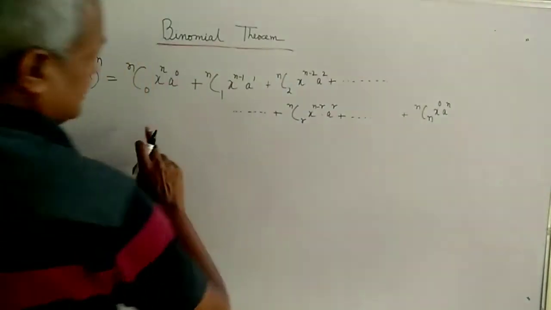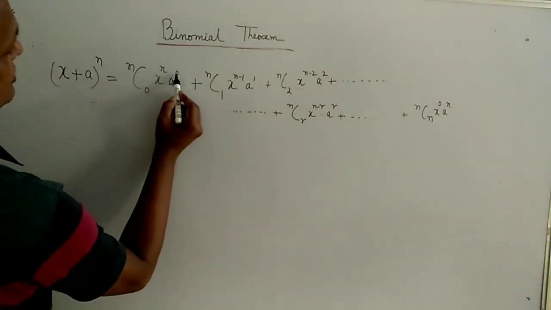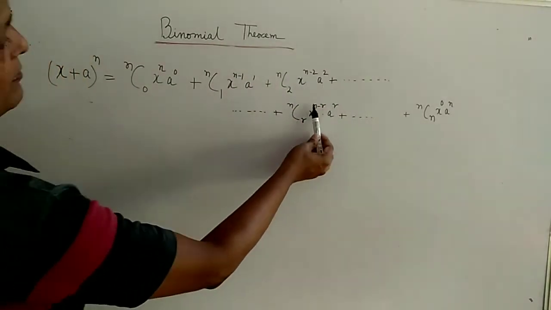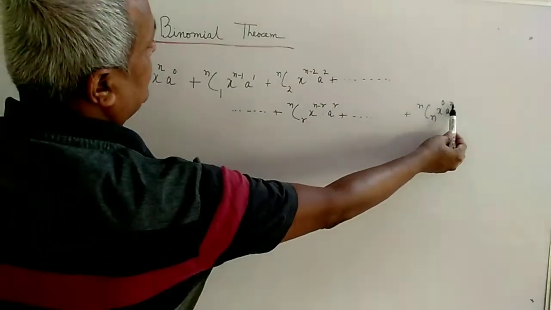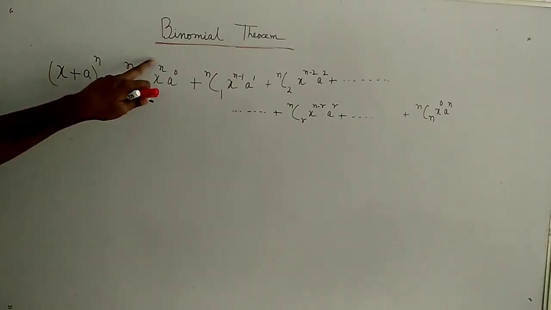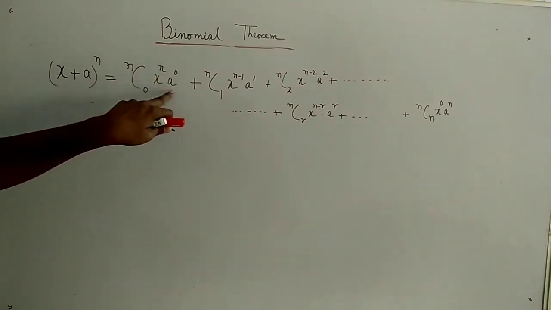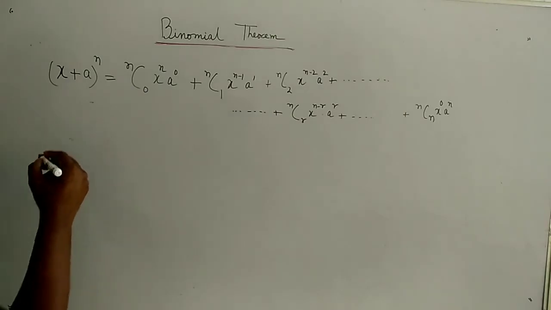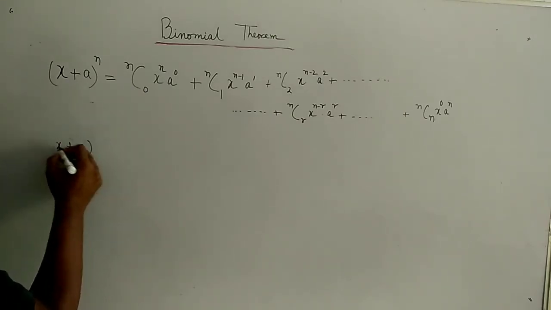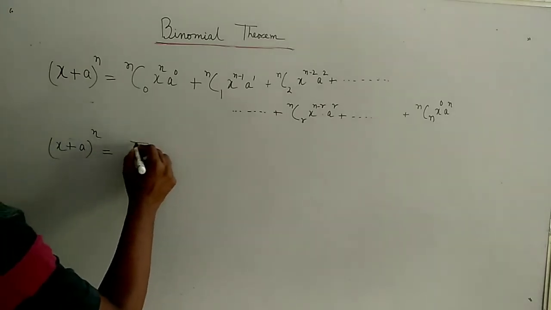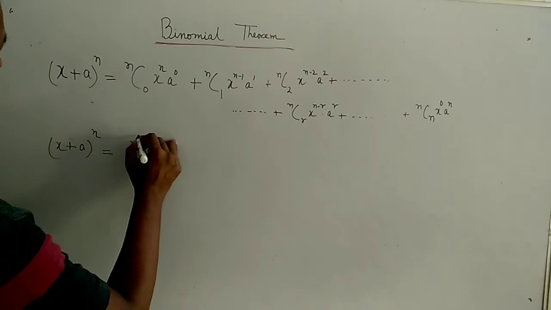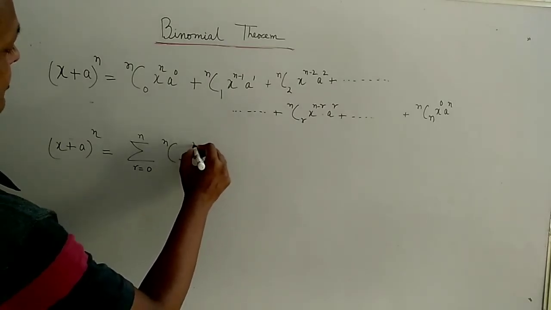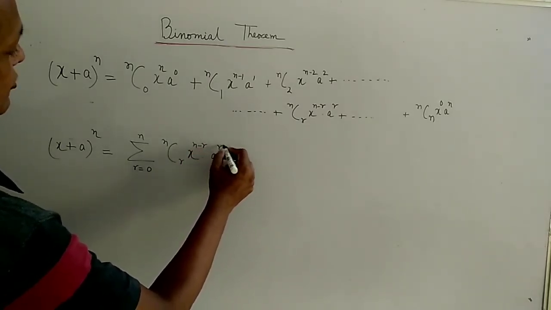Now just to verify, add the powers of these two: n plus 0 is always n, n minus 1 plus 1 is n, n minus 2 plus 2 is n, n minus r plus r is n, 0 plus n is n. This means the sum of the powers of x and a in each and every term is always n. In summation form, this whole thing can also be written as x plus a whole to the power n is the summation from r equals 0 to n of nCr x to the power n minus r and a to the power r.